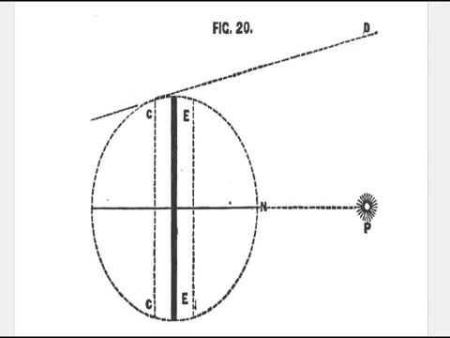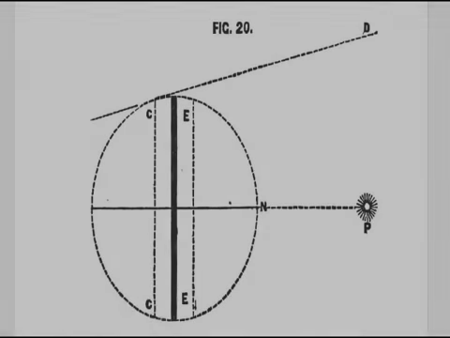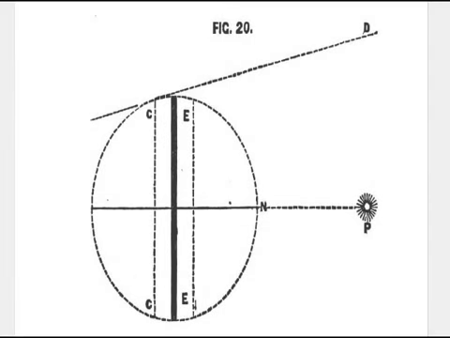Figure 20. Let N represent the North Pole, EE the equator, CC the Tropic of Capricorn, and P the polar star. It will be evident that the line of sight CD, being a tangent to the Earth beyond the equator E, must diverge from the axis N, and could not by any known possibility cause the star P to be visible to an observer at C.